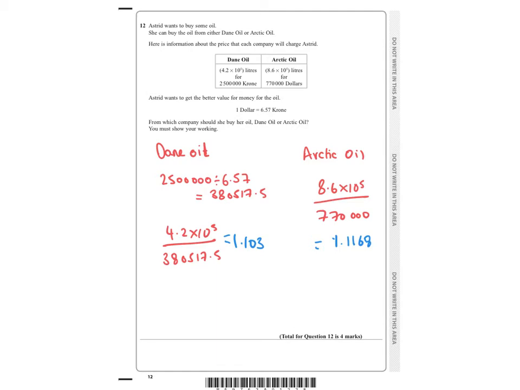Year 11, what did you get for this one? You did it in krone. What did you get there, Dane Oil or Arctic Oil? You got Arctic, you got Dane. Arctic. Yeah, Arctic is cheaper.